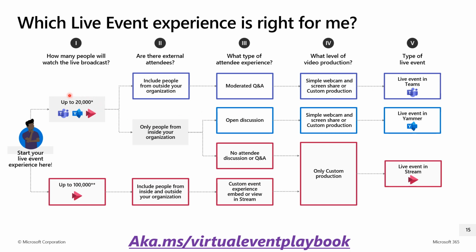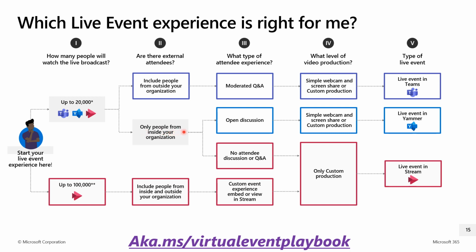Now, if I have 20,000 people, let's say that I want them to watch it in Yammer or Stream. Well, that takes me down this pathway here. And the first thing you have to realize is that if you're going to watch this in Yammer or Stream, this can only include authenticated people from inside of your organization. Yammer and Stream do not support anonymous or public live events. So keep that in mind. If that's where your attendees are, they're going to have to be authenticated, folks, right?